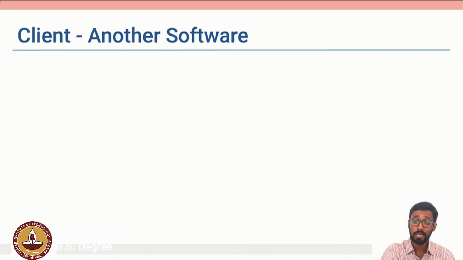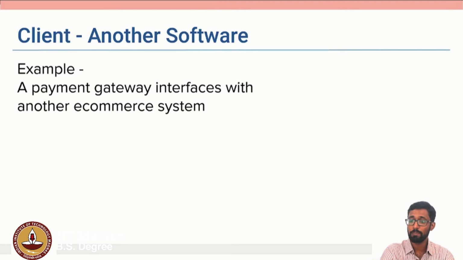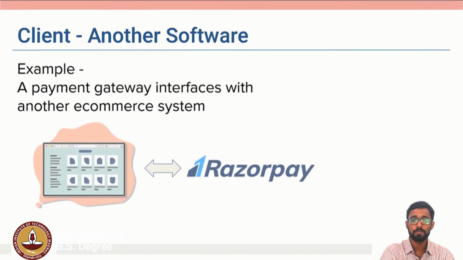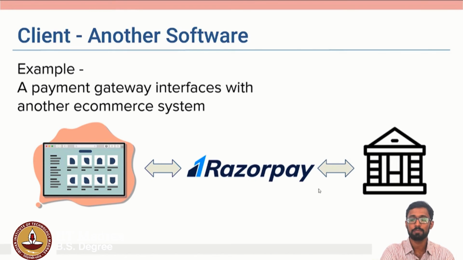Now, the client can be another software. For example, a payment gateway like Razorpay interfaces with another e-commerce website or app to handle customer payments and refunds. Customer details are sent to the payment gateway by the e-commerce website, and then the payment gateway communicates with the customer's bank and sends the response back to the e-commerce website.